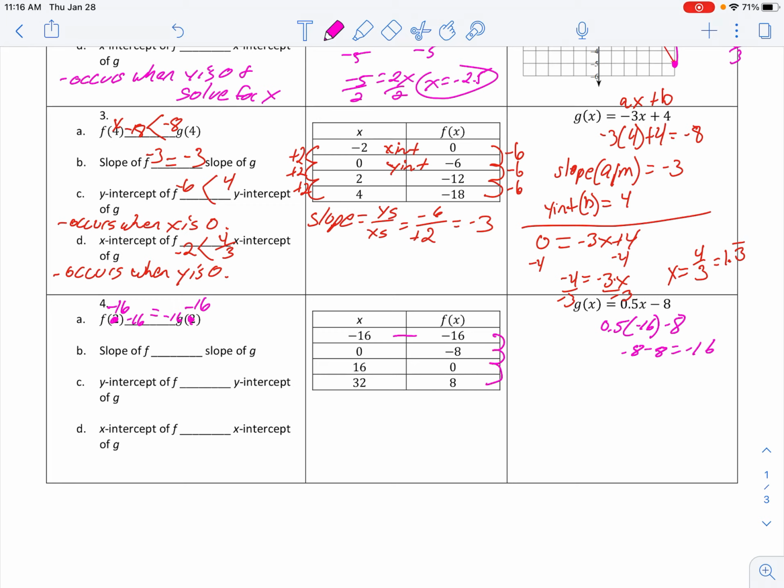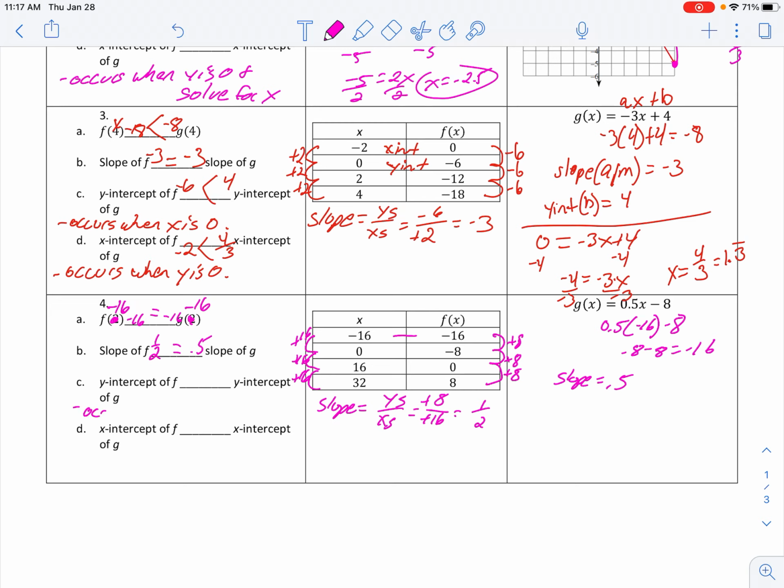For the slope, I want to go through and check my change in the y's. We are increasing by 8. So the slope is the change in the y's over change in the x's, which in this case is positive 8 over, here we are increasing by 16. And 8 over 16 reduces down to a half. I want to compare a half to the slope. The slope over here, I can just look at it and say, boom, it's right there at 0.5. So 1/2 to 1/2 is equal.